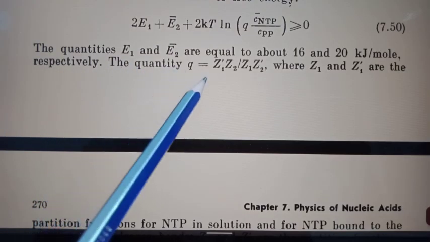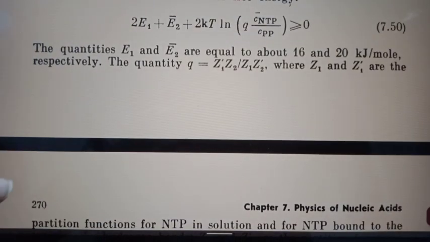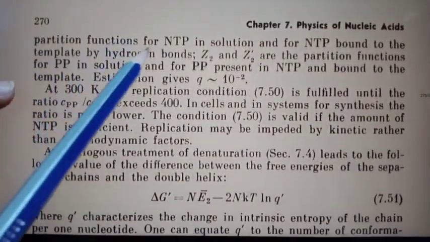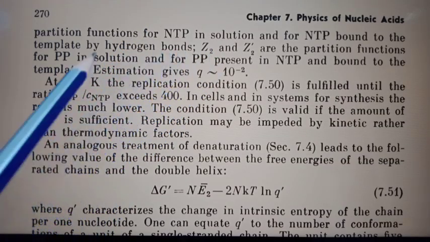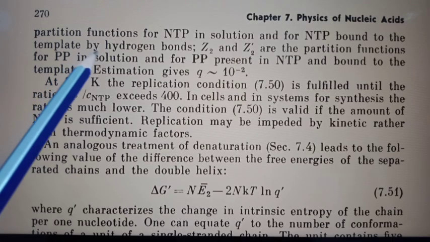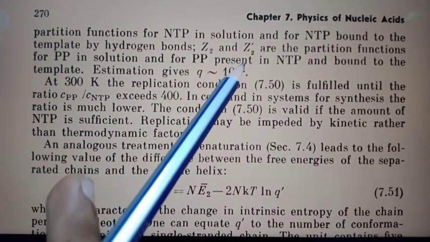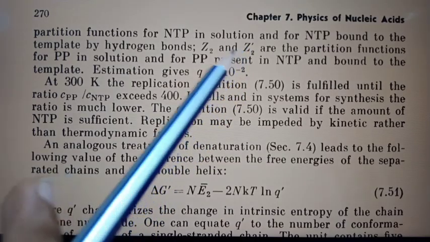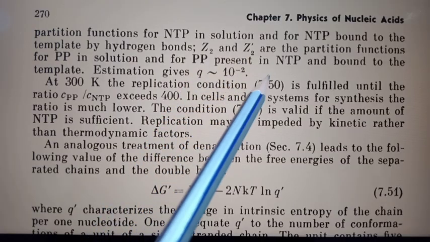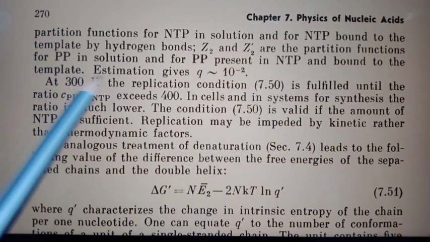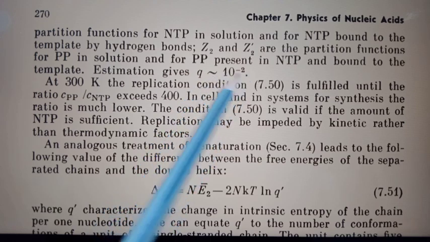The quantity Q is given by this equation, where Z1 and Z-1 are the partition functions for NTP in solution and for NTP bound to the template by hydrogen bonds, and Z2 and Z-2 are the partition functions for PP in the solution and for PP present in NTP and bound to the template. The estimate gives Q as 10 raised to the power minus 2.